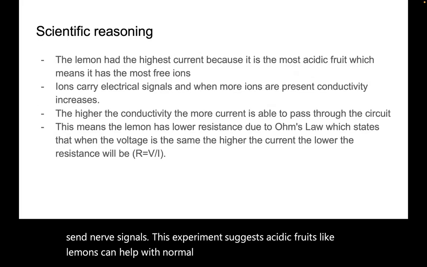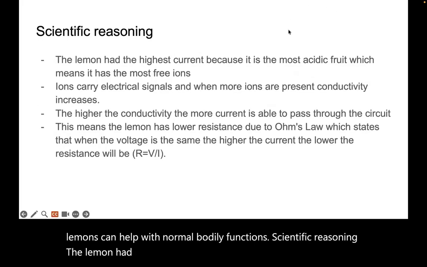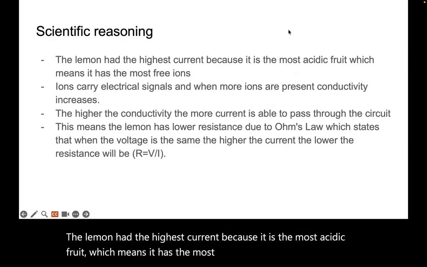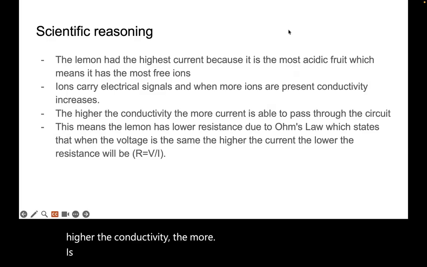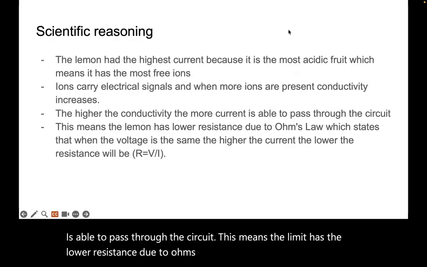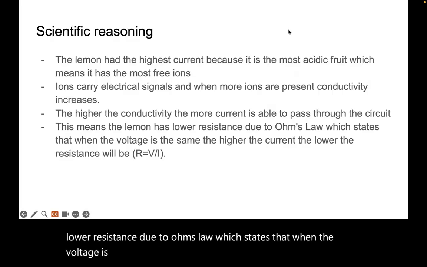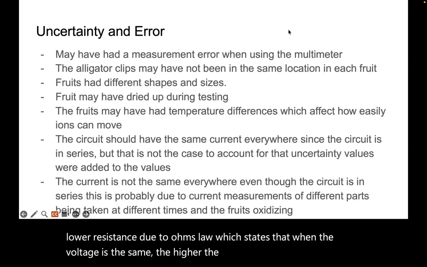Scientific reasoning. The lemon had the highest current because it is the most acidic fruit, which means it has the most free ions. Ions carry electrical signals, and when more ions are present, conductivity increases. The higher the conductivity, the more current is able to pass through the circuit. This means the lemon has the lower resistance due to Ohm's law, which states that when the voltage is the same, the higher the current, the lower the resistance will be.